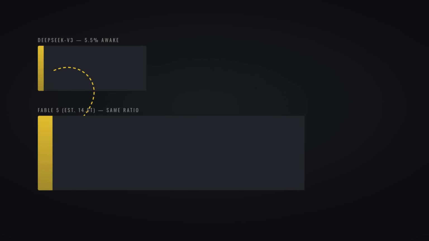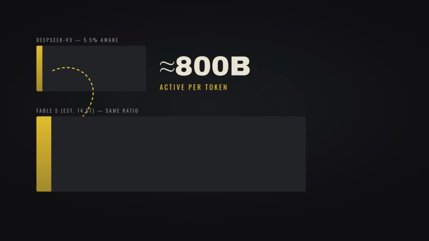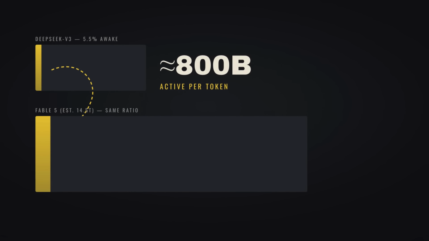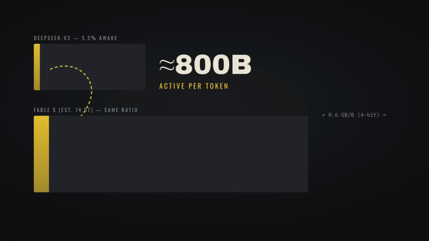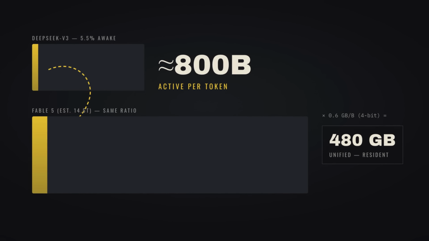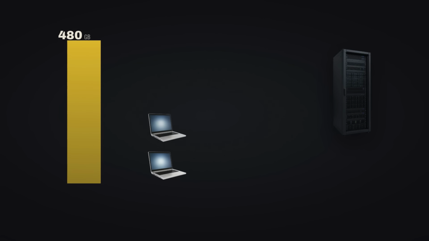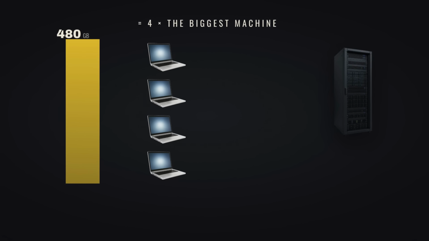And if you apply that same ratio to the public estimate of Fable 5, you get a model running roughly 800 billion active parameters per token. At 4-bit quantization, that active footprint demands about 480 gigabytes of unified memory. That is still about 4 times the biggest machine you can buy.